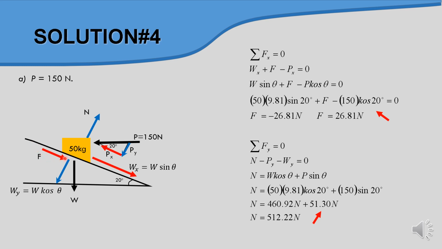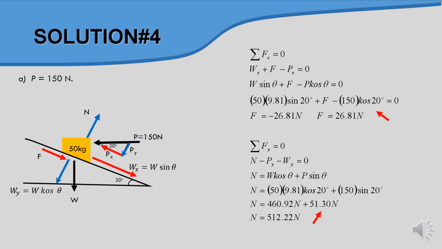So for F, we're not sure whether the arrow is sliding down or sliding up, so we just assume that it's sliding down, and these two values we are sure of. So from this condition, we have Wx plus F, and then minus Px, and then we substitute the values, and finally we obtain the value of F is negative 26.881. So basically the F value is sliding up.